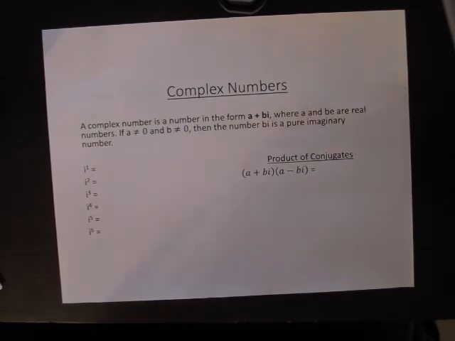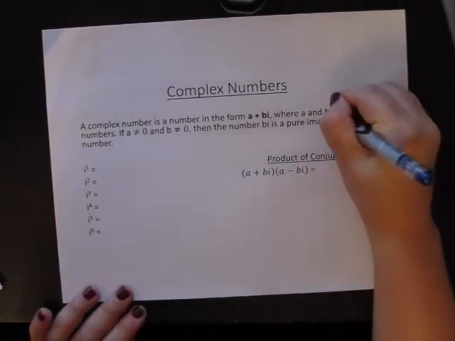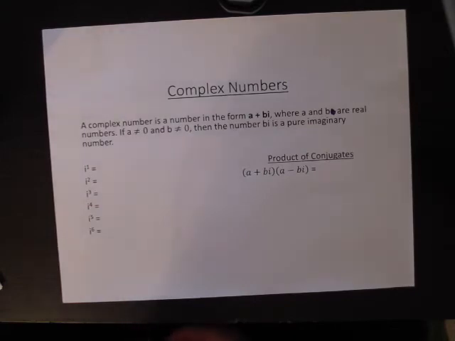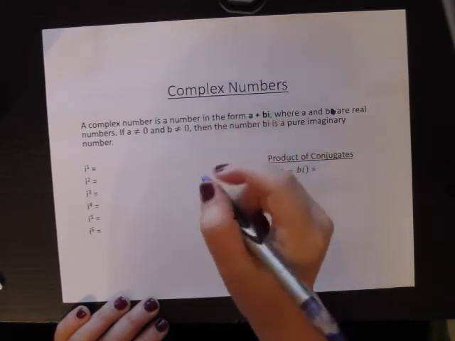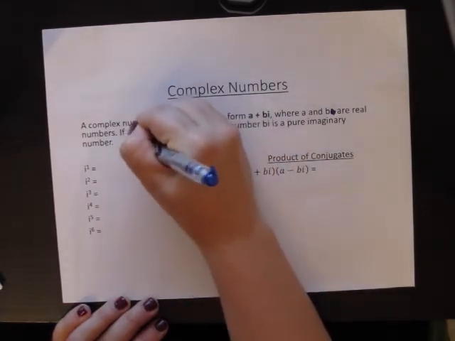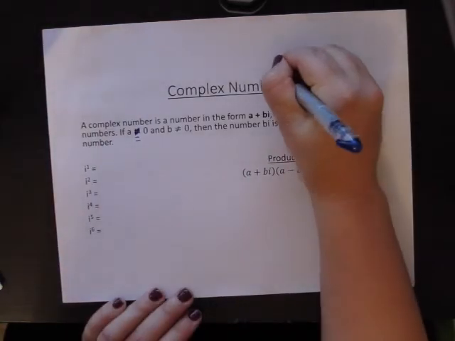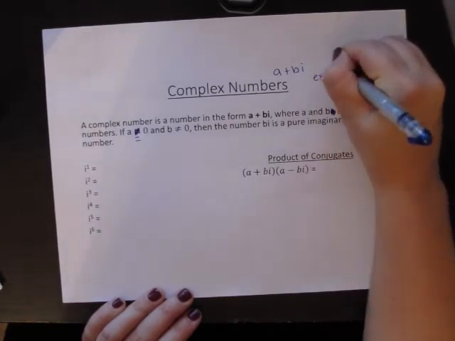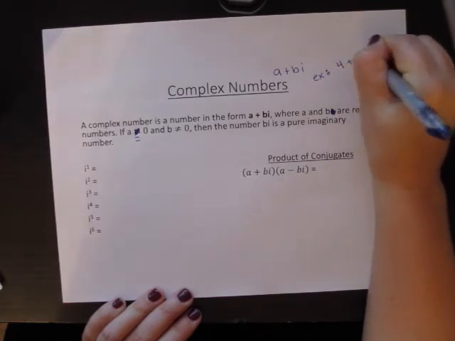Alright, now we have complex numbers. So a complex number is a number in the form a plus bi, where a and b are real numbers. So if a equals 0 and b does not equal 0, then bi is a pure imaginary number. Okay, so a complex number always goes in a plus bi form. So an example of this could be like 4 plus 2i. Okay, so you'll always see that i.